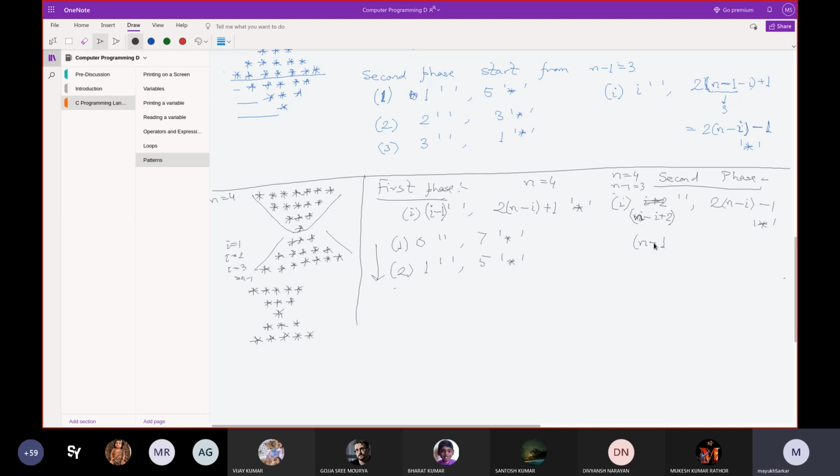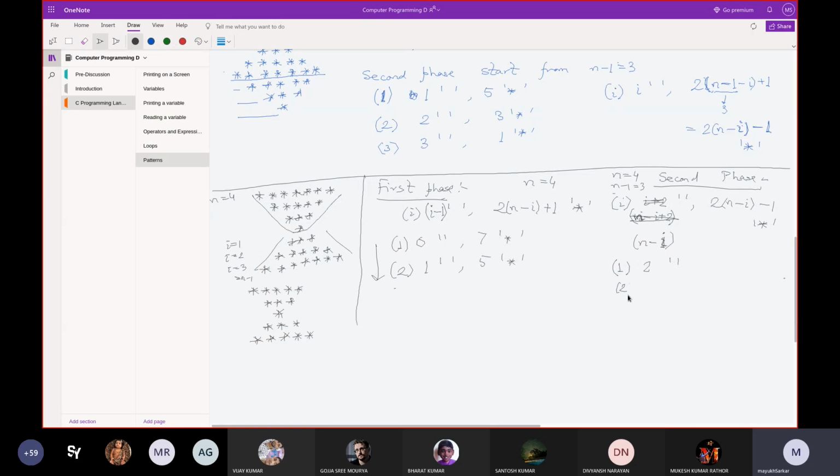So the spaces are coming to be wrong. Yes, this will not be the number of spaces. Now tell me the right spaces. So n minus I. Isn't it I plus 1? No, sorry, I'm also wrong. So at I is equal to 1, there are two spaces.